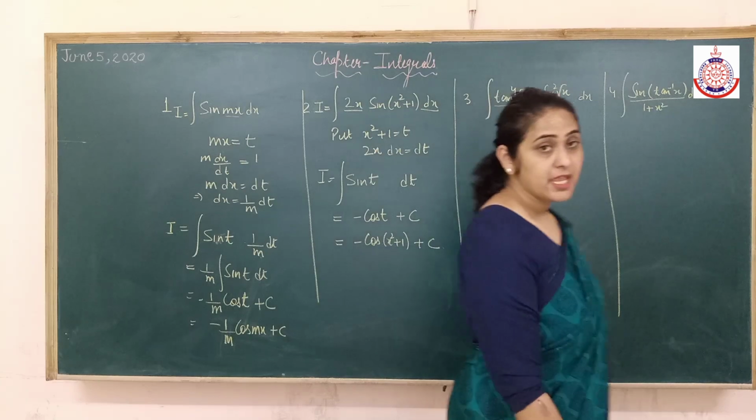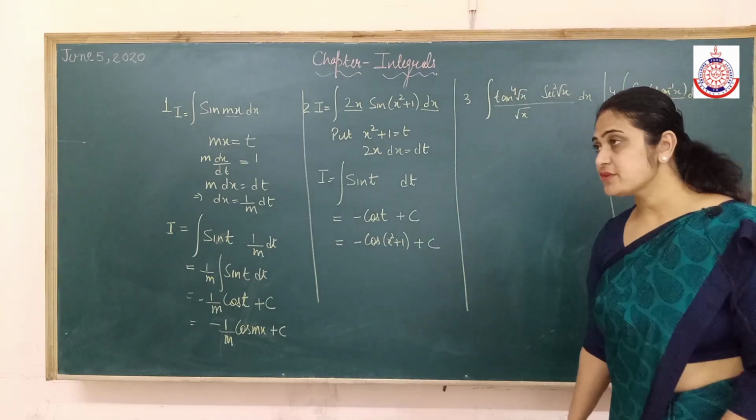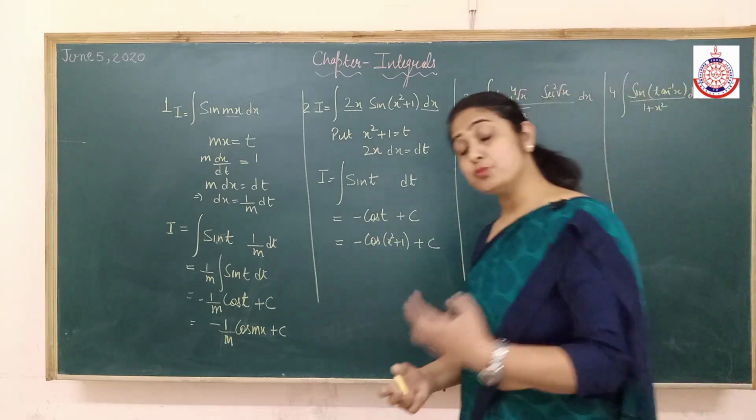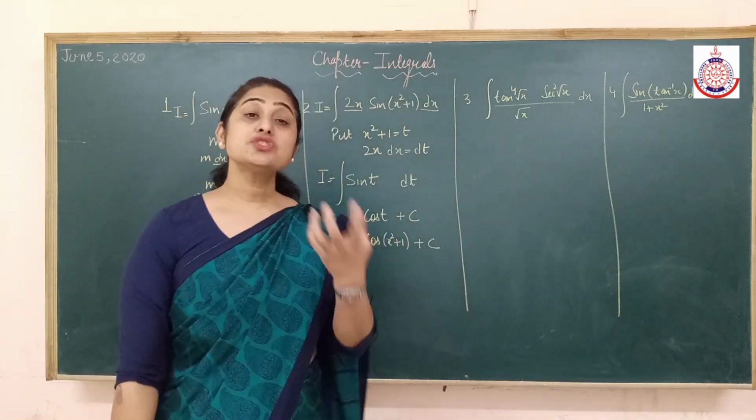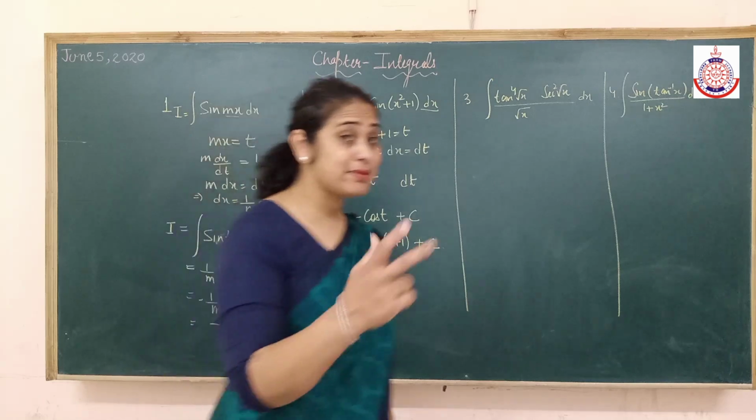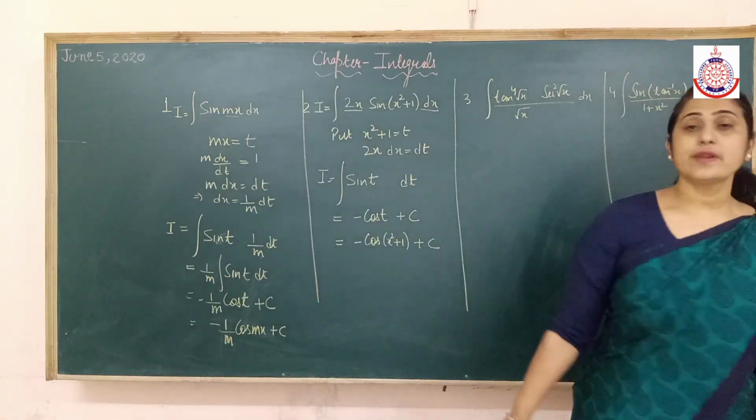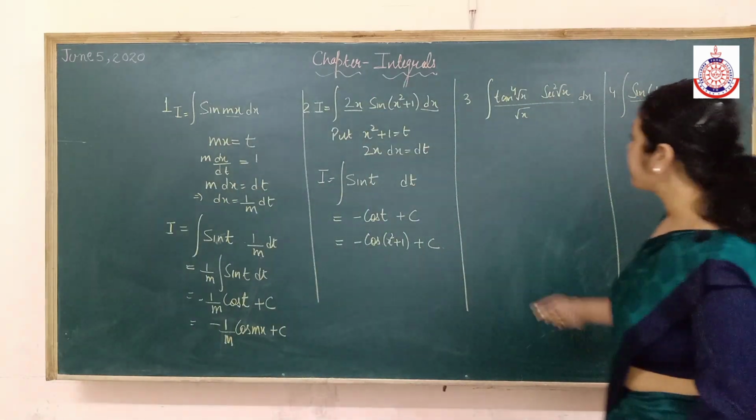Alright, children. Fine. So method of substitution, first of all you have to choose whom to substitute. Your target is to substitute that thing whose differentiation is given to you. That is the basic rule. Is it clear? Alright, fine. Now let's talk about the next question.